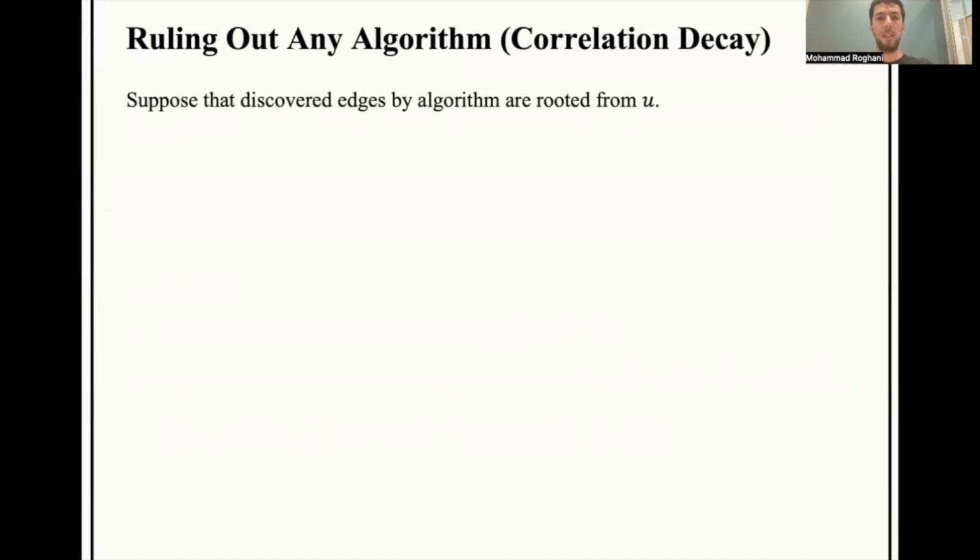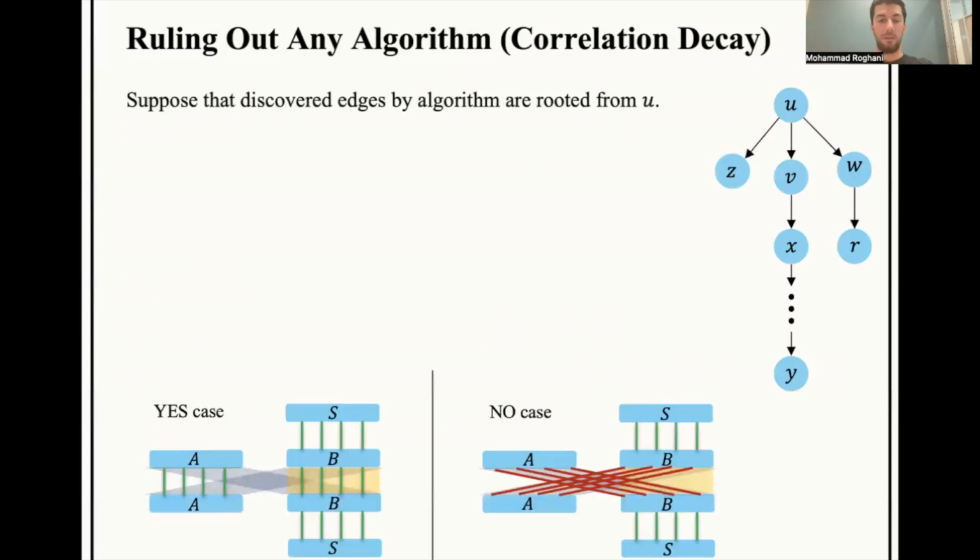Now suppose that the edges discovered by the algorithm form a rooted forest, rooted at U. So here U queries Z, U queries V, V queries X, and this is a long path. And also this is our construction. Now the label of U: suppose that U is not an S vertex, because we know an S vertex for free. Suppose that U is A or B, so we know that U is going to be uniformly A or B.